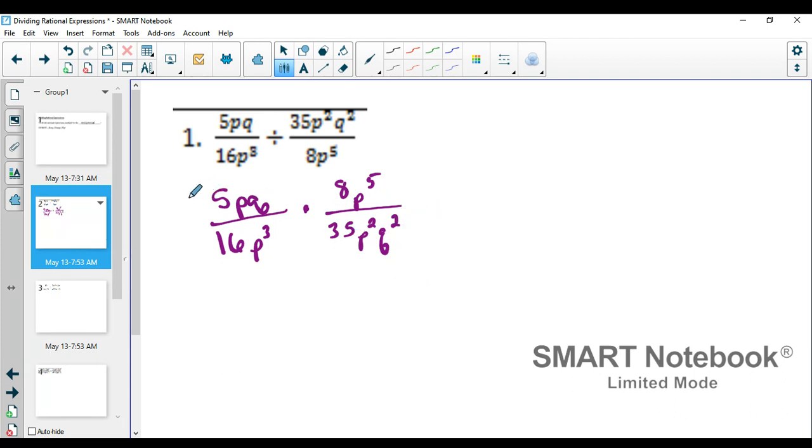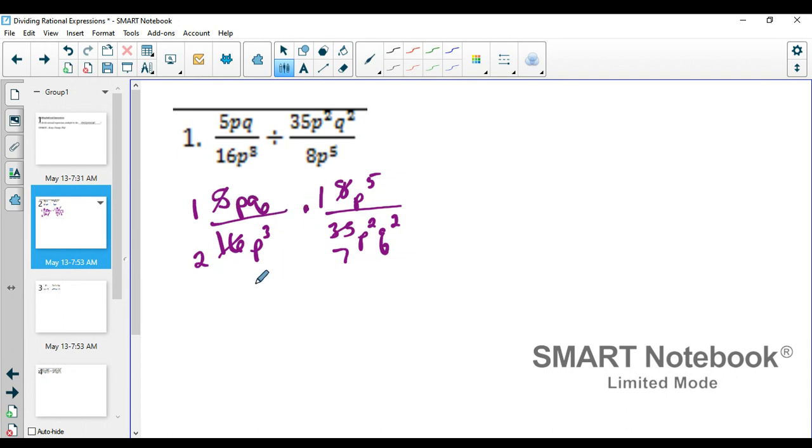Now, before we multiply all of this together, we're going to simplify what we can. So 8 over 16 simplifies to 1/2. So cross out the 8 and make it a 1. Cross out the 16, make it a 2. 5 and 35 simplify. So cross out the 5 and make it a 1. Cross out the 35 and make it a 7. And now we're going to multiply the variables and we'll simplify those later.